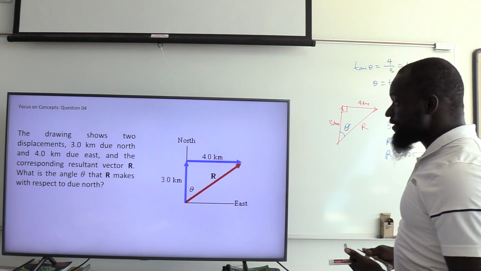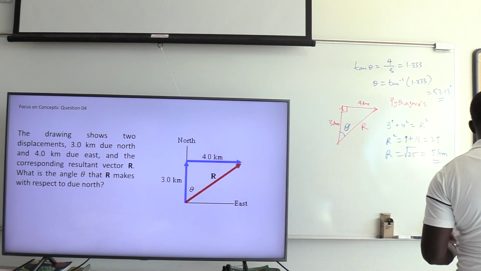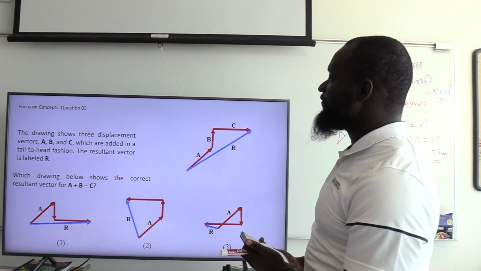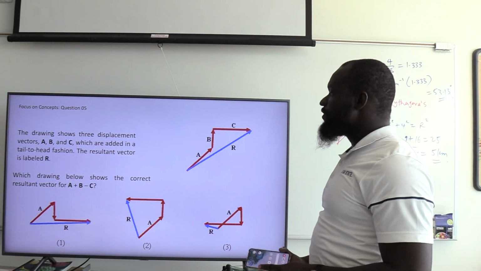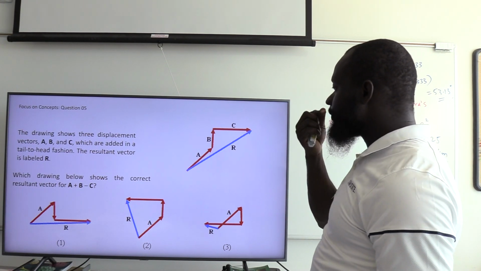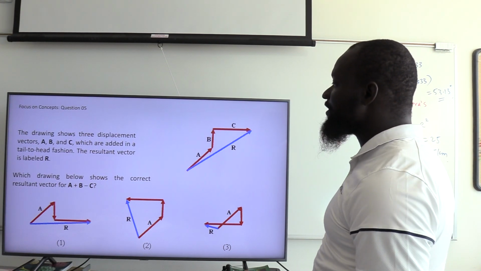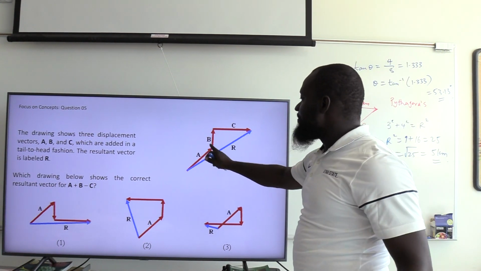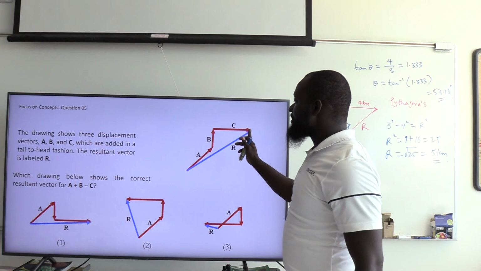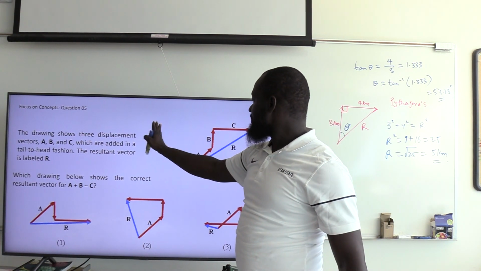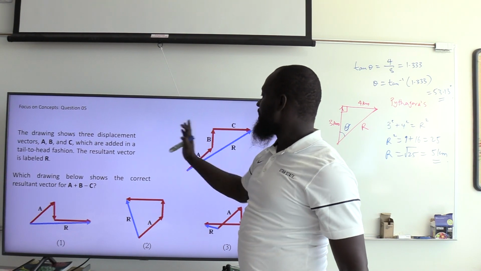So we'll go to the next one. The next problem says the drawing shows three displacement vectors A, B, and C, which are added in a tail-to-head fashion. The resultant vector is labeled R. Which drawing below shows the correct resultant vector A plus B minus C? So this is A, B, C is going this way. Minus C will be the reverse, so you just flip this the other way. That will be minus C. And the resultant will go from here to that minus C part.